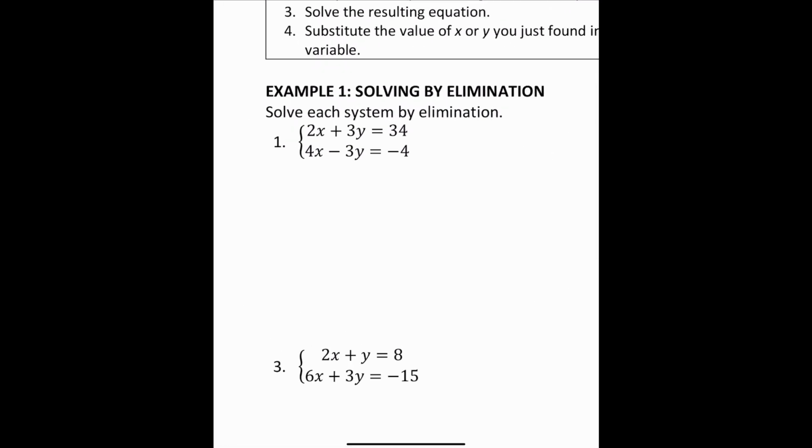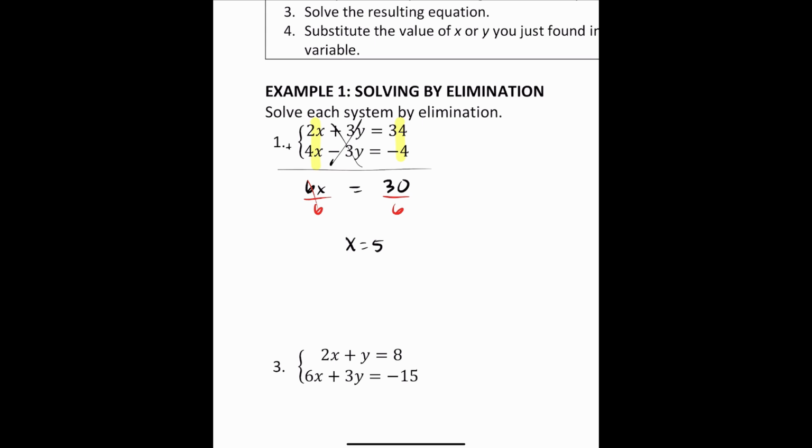And right off the bat, I can see the positive 3y and the negative 3y. Those are opposites. I can cancel these two terms out, and then I'm just going to add vertically. So 2x plus 4x, that is 6x, equals 34 minus 4, which is 34 plus negative 4. Or you can say 34 minus 4, it's the same thing. 34 minus 4 is 30. And then I do algebra. I'm going to divide both sides by 6. I get x equals 5. So I found my x value.